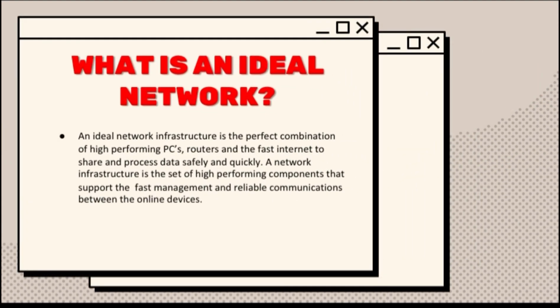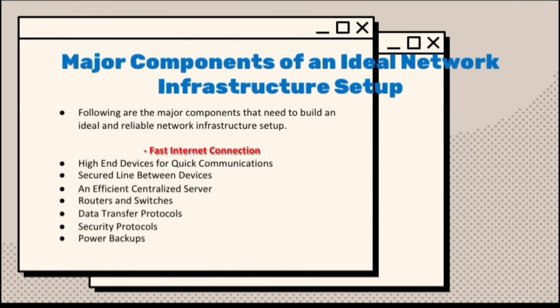An ideal network infrastructure is the perfect combination of high-performing PCs, routers, and fast internet to share and process data safely and quickly. A network infrastructure is the set of high-performing components that support the fast management and reliable communication between the online devices. But which are the major components of an ideal network infrastructure setup? We have high-end devices for quick communication, secure lines between devices, an efficient centralized server, routers and switches, data transfer protocols, security protocols, and power backups.